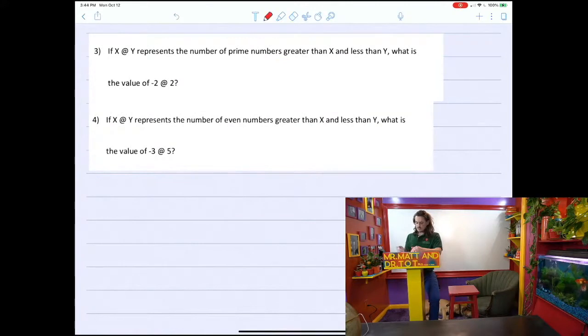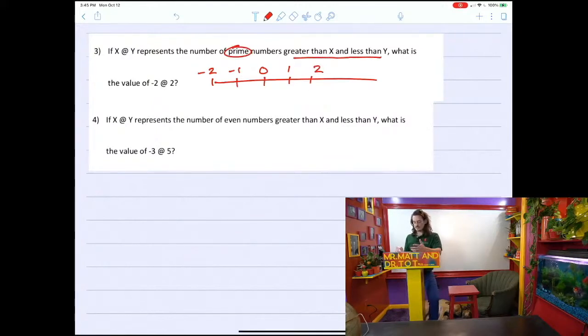Okay, so if we're looking at number 3, we're talking about the numbers between -2 and +2. So we have -2, -1, 0, 1, and 2. Now we're talking about prime numbers greater than x and less than y. So we can't include 2 or -2, even though 2 and -2 would be primes. 0, 1, and -1 are not primes. So there are 0 primes between -2 and +2.